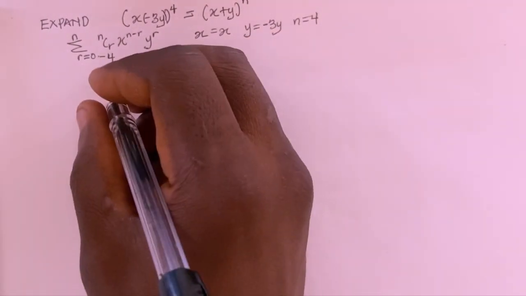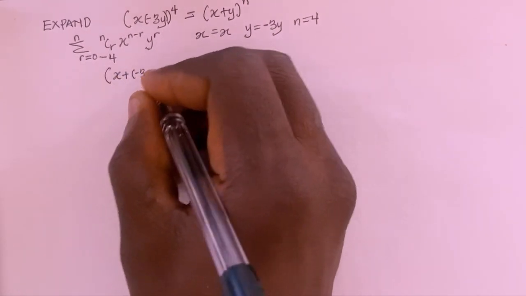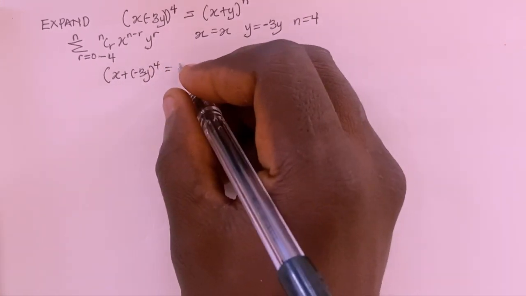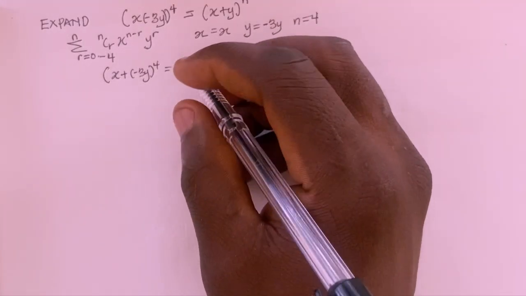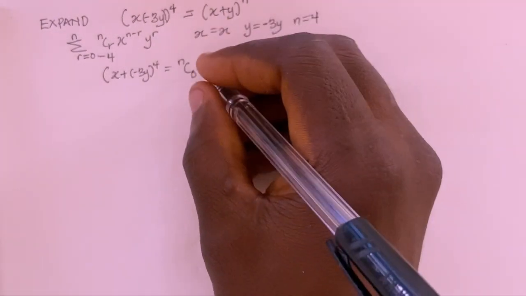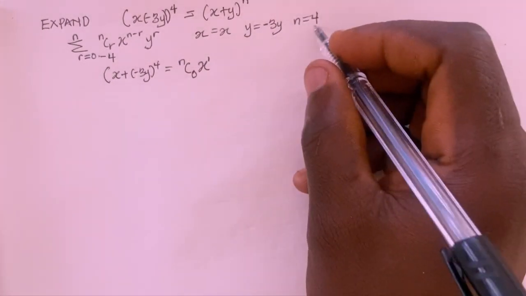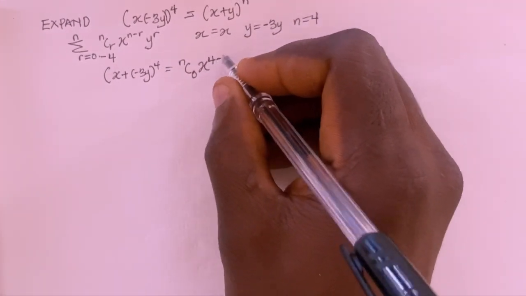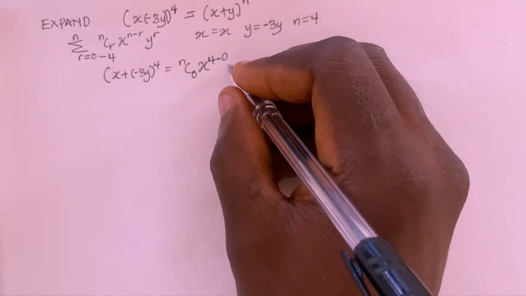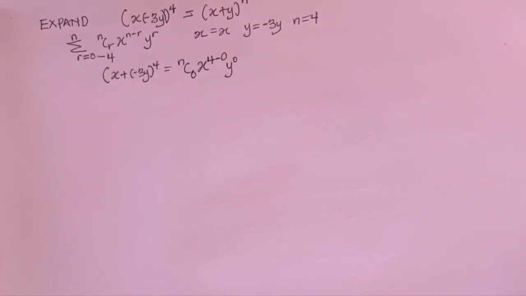So now in this case, I'm going to have x plus, in brackets, minus 3y, all this power 4 to be equal to n combination, I said r starts from 0. Exactly, so n combination 0, then x is power n, our n is 4, that will be 4 minus 0. Can you see this now? Then y, our r is 0, so I'm going to have this power of 0. Can you see this now?